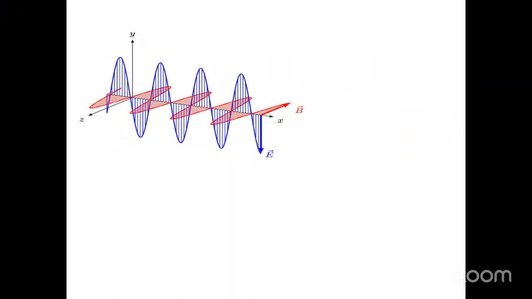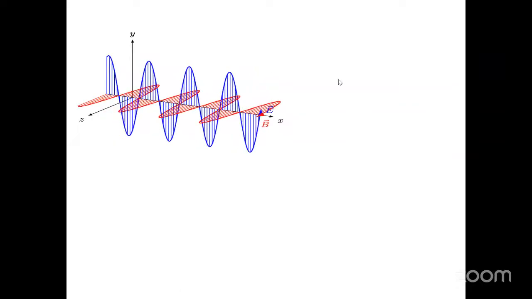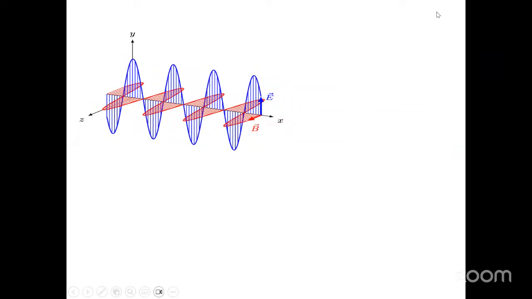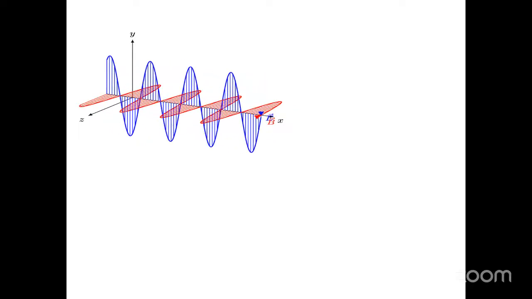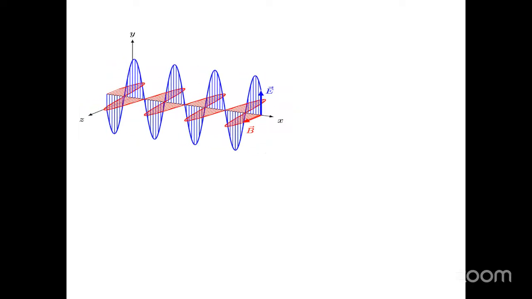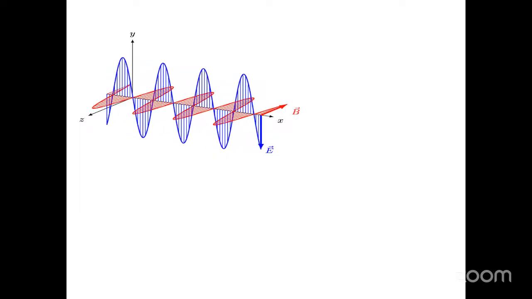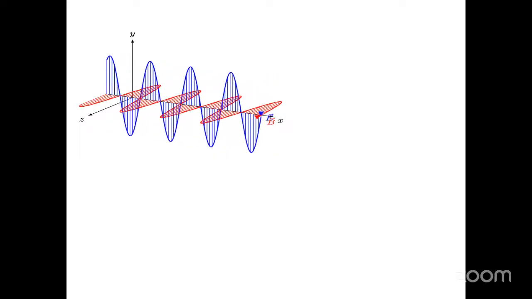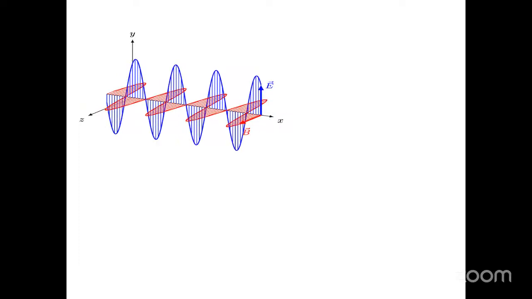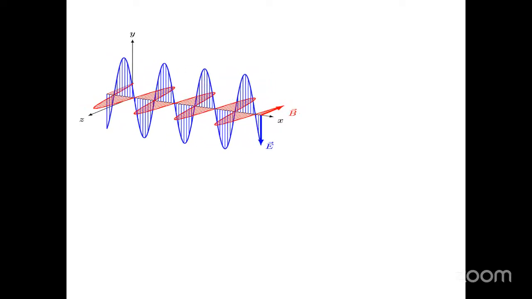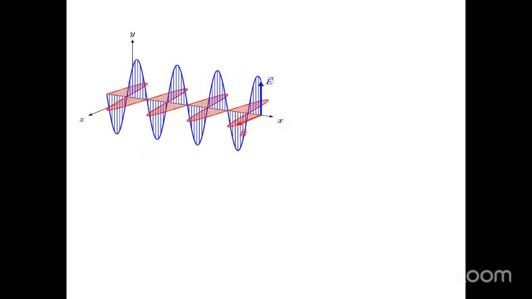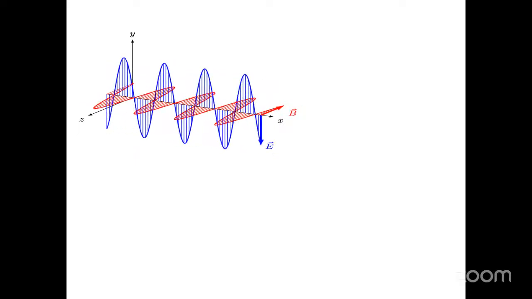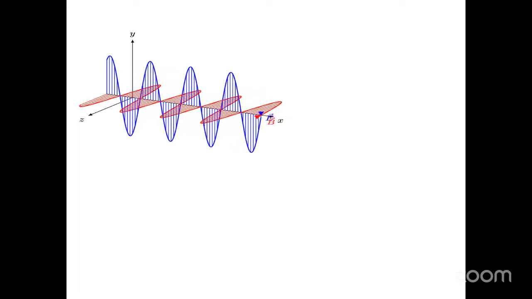So you can imagine that here the electric field is along the z axis and the magnetic field is along the y axis, but these may be alternately changing, y and z or z and y, while the propagation of the wave is along the x direction only.